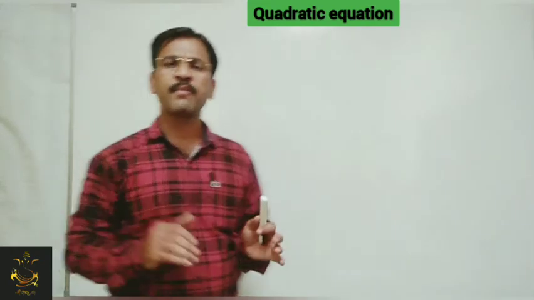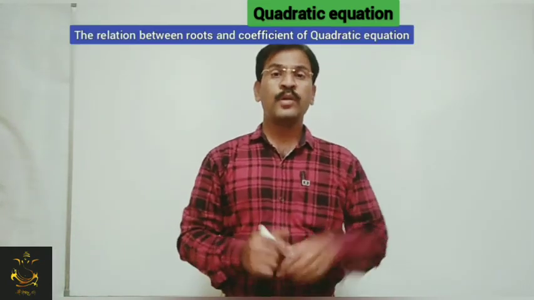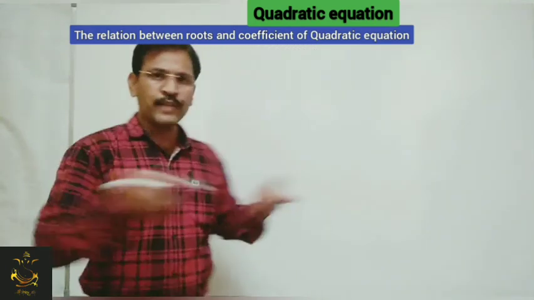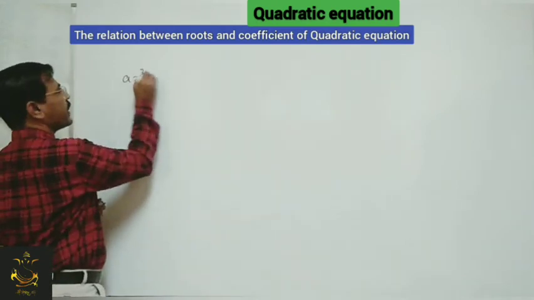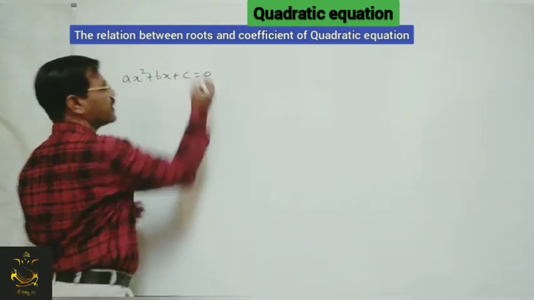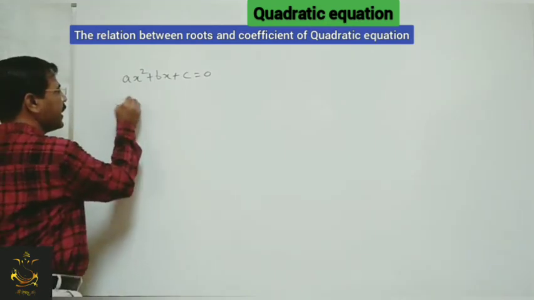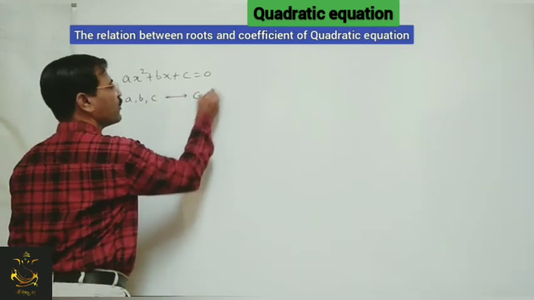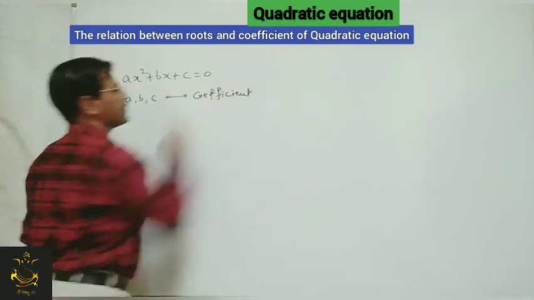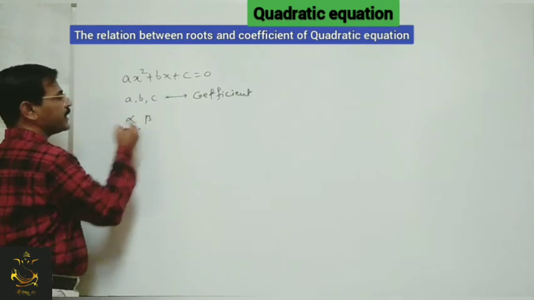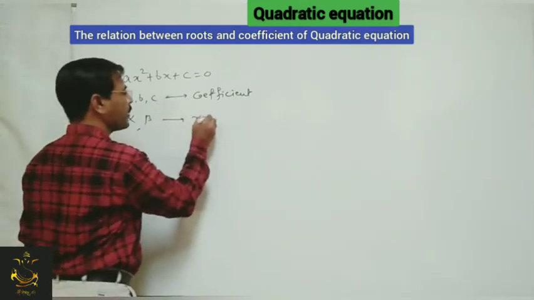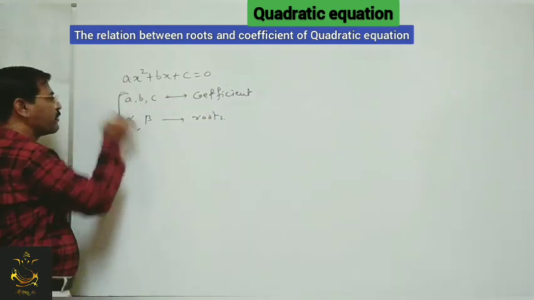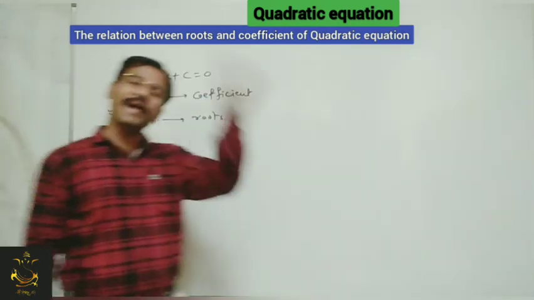Friends, now we'll discuss the relation between the coefficients of a quadratic equation and the roots of the quadratic equation. As we know, ax square plus bx plus c is the general form of a quadratic equation, where a, b, c are coefficients, which are obviously real numbers. And alpha and beta are the two roots. Okay? Now, we are going to discuss the relation between these two, a, b, c and alpha, beta.